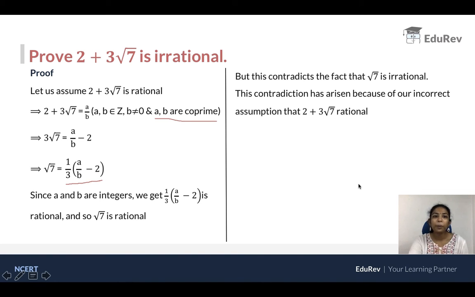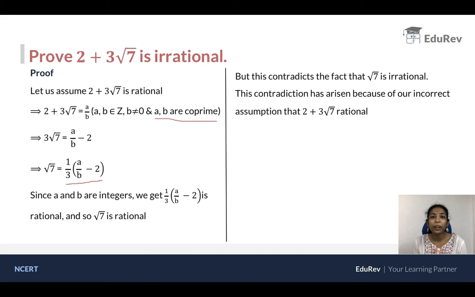So just remember, whatever is given, write it in the form of A by B. Assume A, B belong to integers and B is not equal to 0 and A, B should be co-primes. After that, write it in its simplest form. Here I have written root 7 is equal to 1 by 3 into A by B minus 2. The RHS part is a rational number where the LHS part is an irrational number. A rational number will never be equal to an irrational number. So the conclusion that we are going to get is wrong, irrespective of the procedure being right.